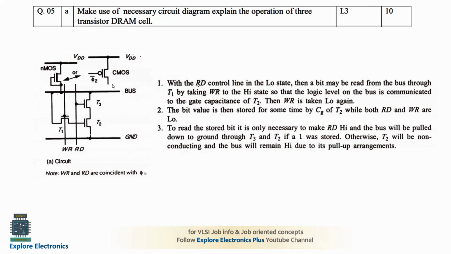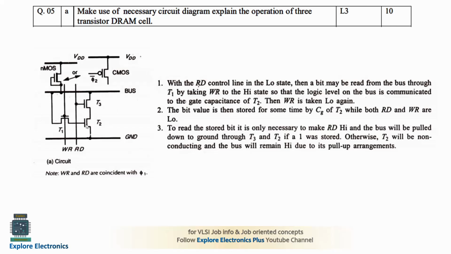This bus is the output signal of this CMOS network. This bus will carry the data which we want to write or read. And here T1, T2, T3 are connected in such a way that the T1 gate will be connected to the write signal and T3 will be connected to the read signal. And the T2 gate is connected to the output of the T1 transistor, where the gate capacitance of T2 will hold the charge. Means the memory storage device here is basically T2.